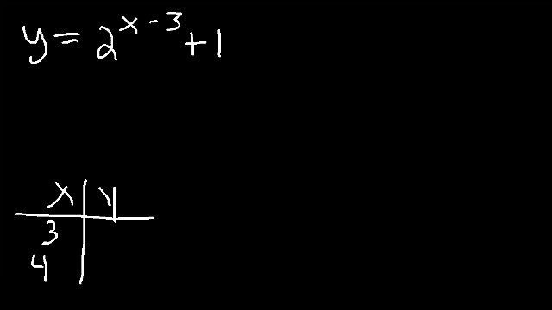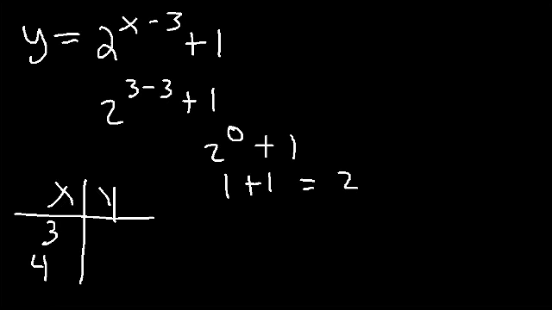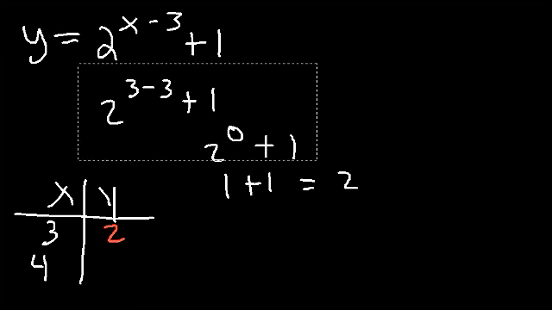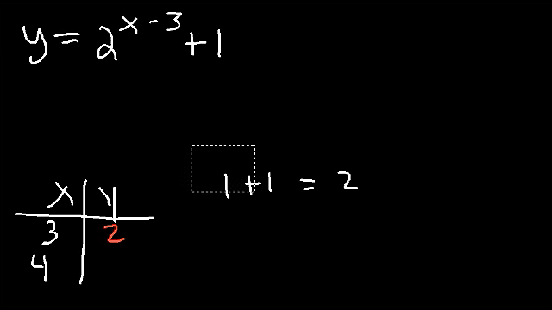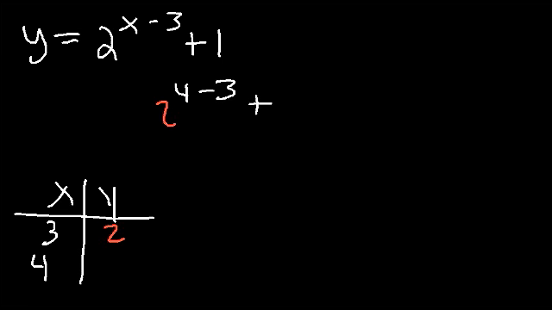So what is the value of y when x is 3? So 2 raised to the 3 - 3, plus 1. 3 - 3 is 0. Anything raised to the 0 power is 1, so this is equal to 2. So when x is 3, y is 2. Now what about when x is 4? What is the value of y? So 2 raised to the 4 - 3, plus 1. 4 - 3 is 1, 2 to the first power is 2, and 2 plus 1 is 3. So we have the point (4, 3).